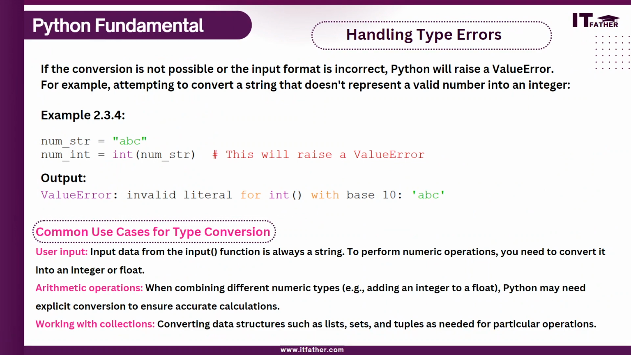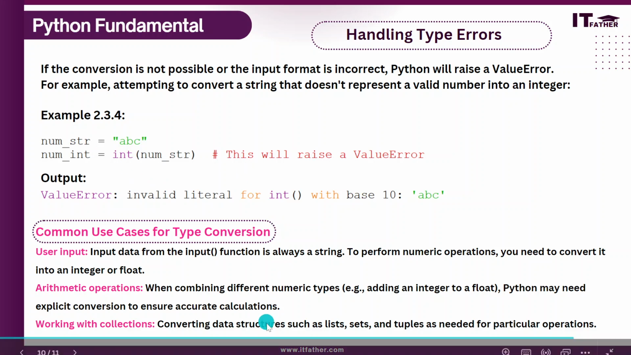Next we have handling type error in Python. How to handle errors in Python is also very important. Sometimes we have a program in which certain types of errors may be created while the program is running. Sometimes users are entering wrong values, and on the basis of the wrong value some errors are generated. So we need to write a program which can handle errors automatically. If conversion is not possible or the input format is incorrect, then Python will raise a value error. For example, the same thing I told you in the example.